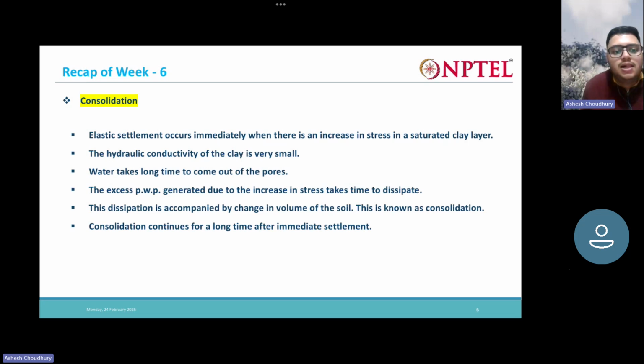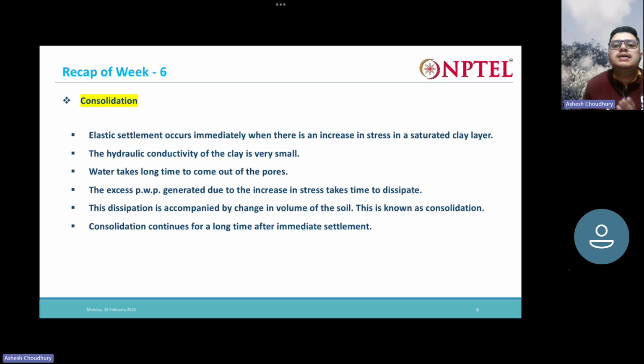What is going to happen? As soon as you apply the load to the saturated clay layer, elastic settlement is going to happen, right? So initially, as soon as you apply the load, this elastic settlement will occur first, immediately. This elastic settlement is known as the immediate settlement.